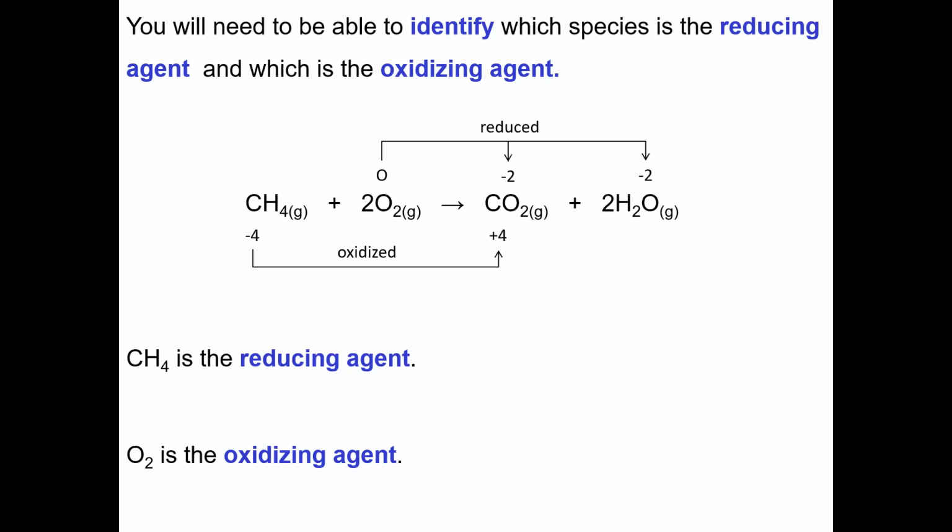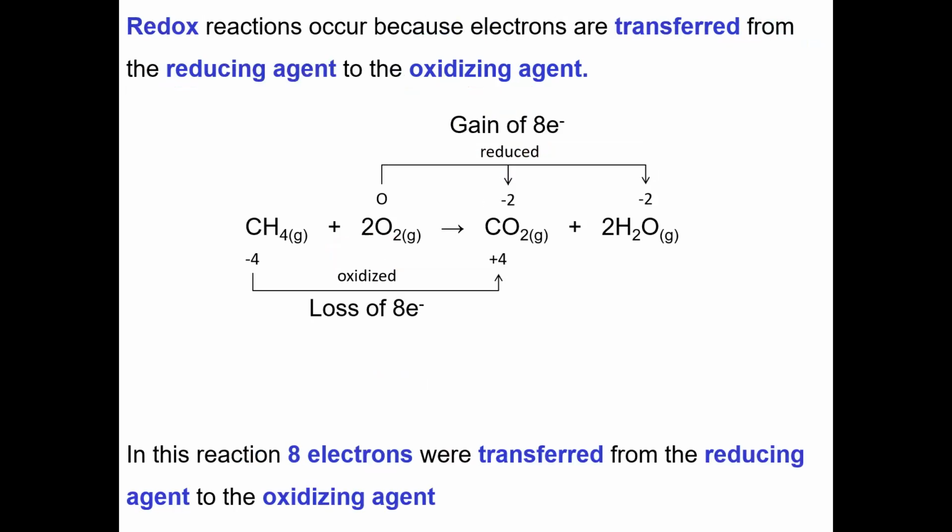So you will need to identify not only what reactant is reduced or oxidized using oxidation numbers, but you also should be familiar with the terms reducing agent and oxidizing agent and be able to assign what reactant is the reducing agent and what reactant is the oxidizing agent.